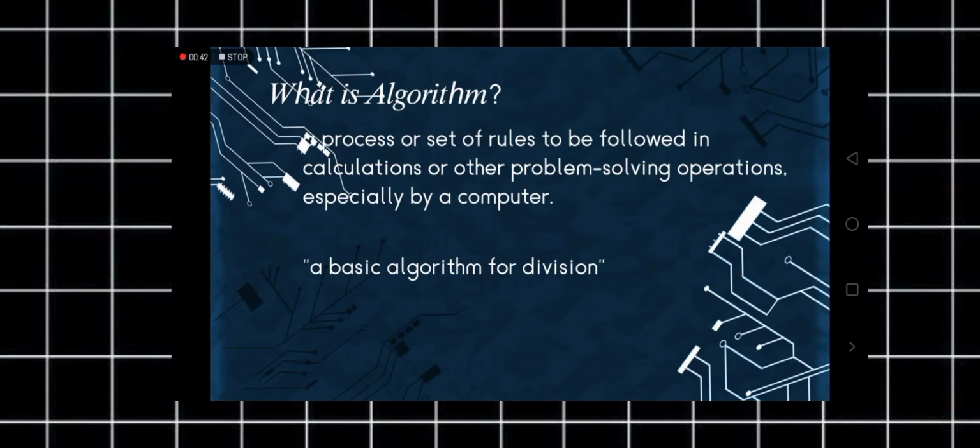And what is an algorithm? A process or a set of rules to be followed in calculations or other problem-solving operations, especially by a computer. A basic algorithm for a division.